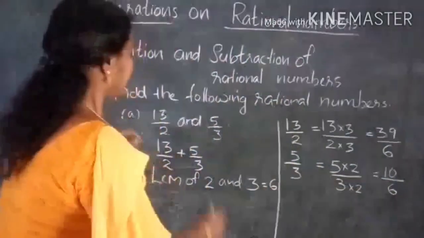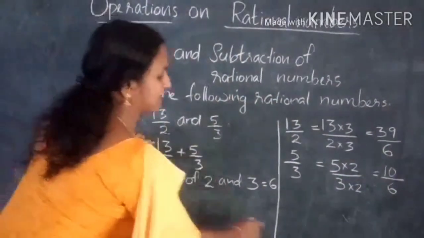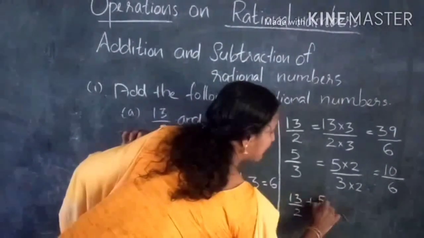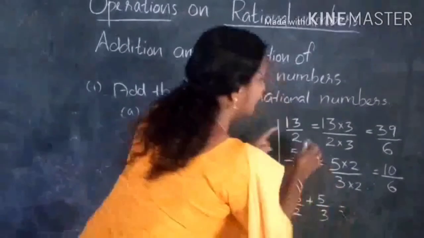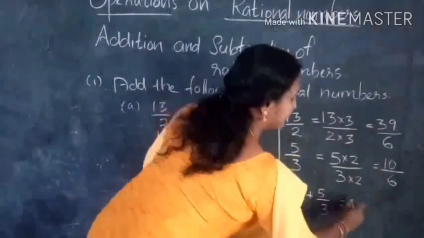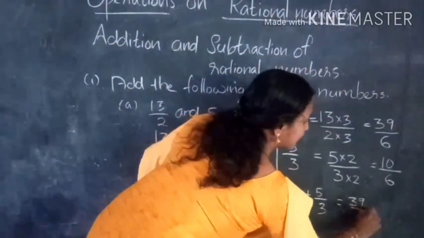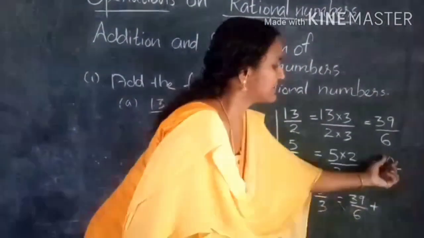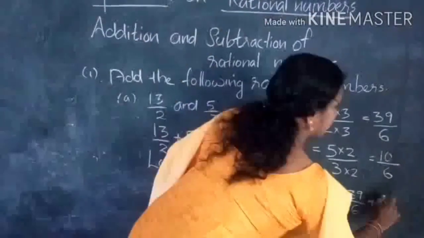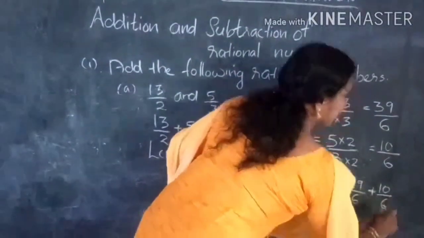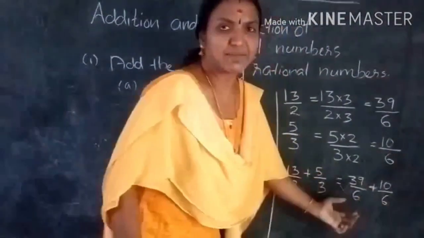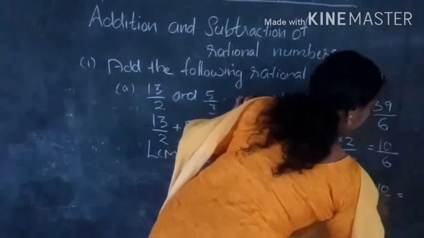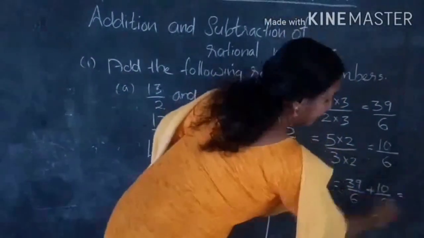So 13 by 2 plus 5 by 3 is equal to 13 by 2, which is the same as 39 by 6, plus 5 by 3, which is the same as 10 by 6. Here the denominators are the same, so we add the numerators. So it is equal to 39 plus 10 divided by 6.